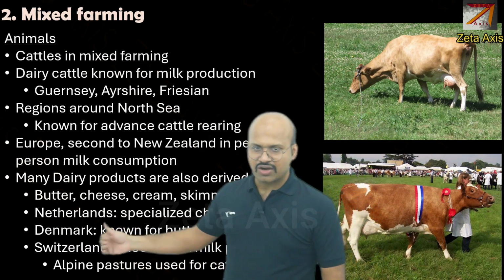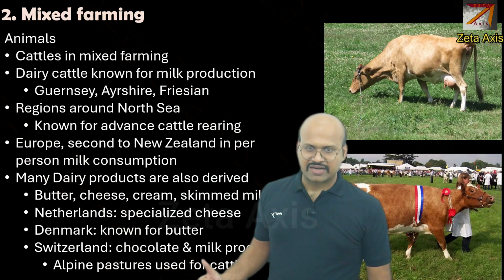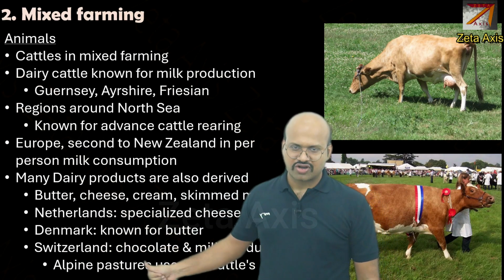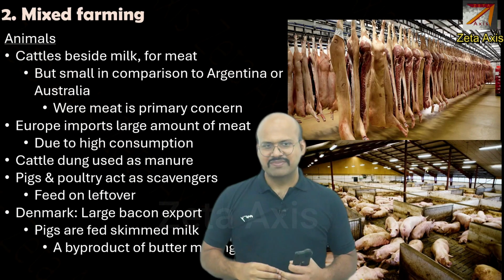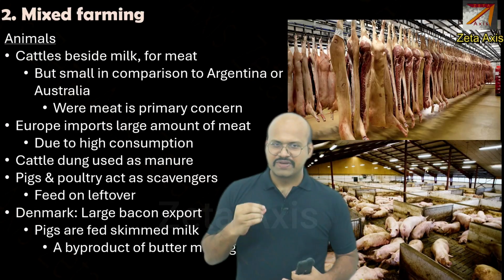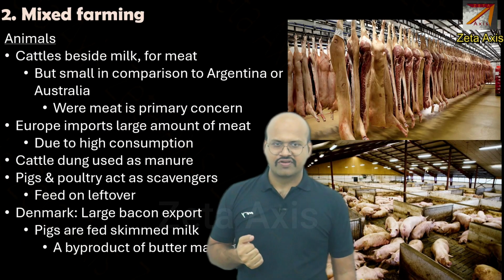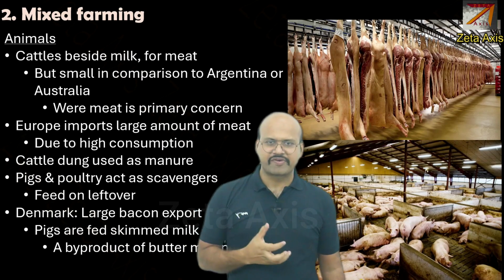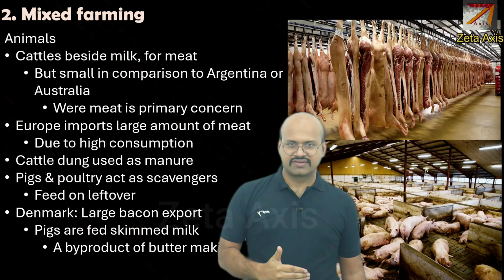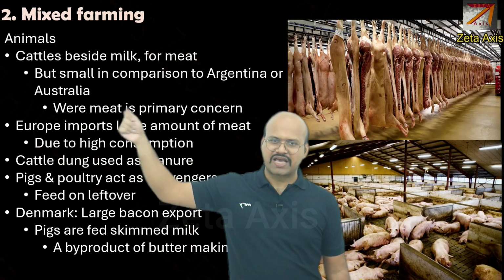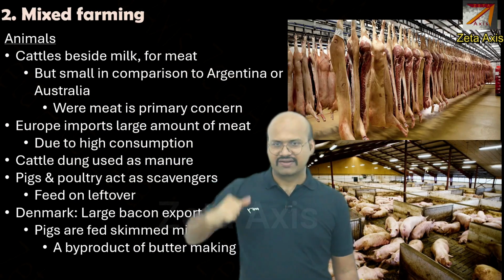So this is how chocolate and milk can be produced in Switzerland. The milk is obtained from the cattle while the chocolate is imported from Africa. In mixed farming, the animals are not kept just for milk but also for meat. However, the proportion of meat extracted from these animals in the British type of climate is lesser in comparison to Argentina or Australia, where the meat is the prime concern for keeping the cattle.